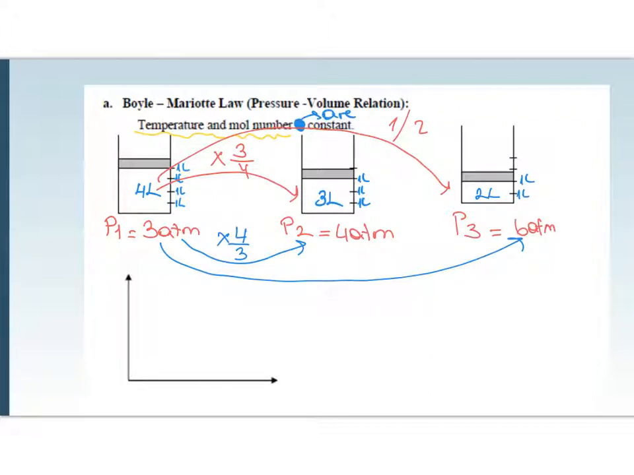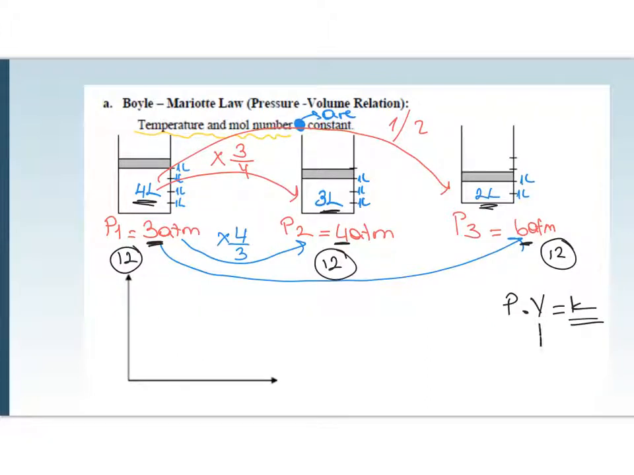Look at what happens when you multiply the pressure by the volume for each container. First one, volume times pressure makes 12. Volume times pressure makes 12 again, and volume times pressure makes 12 again. So this means that pressure times volume should always be equal to a constant. So when you increase the volume, the pressure should decrease, or vice versa.